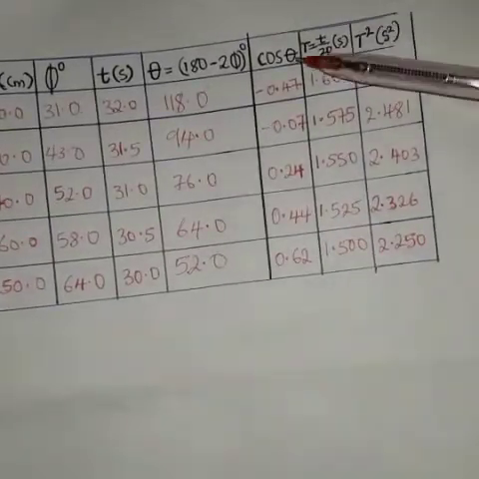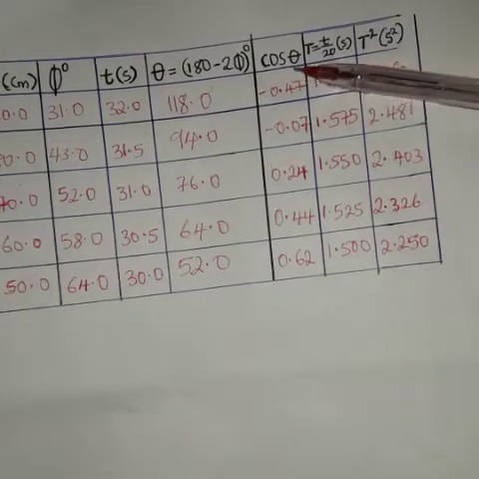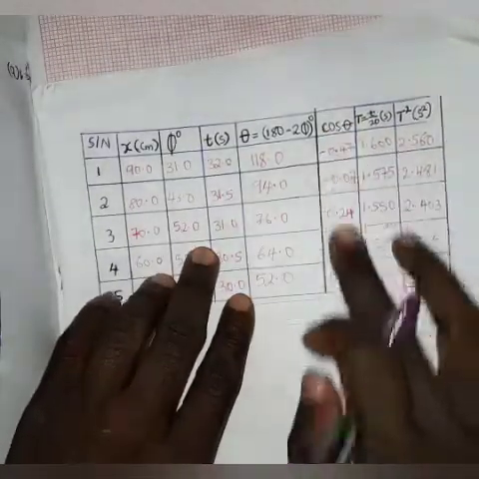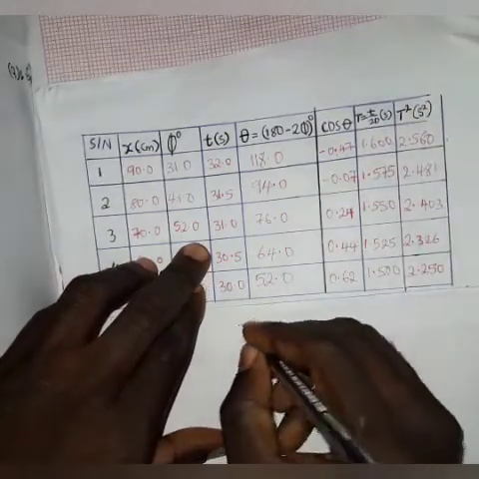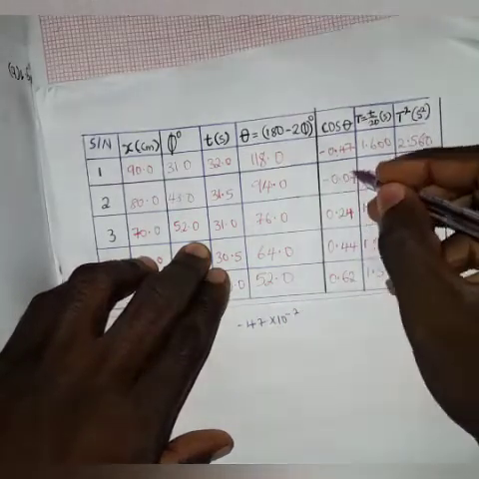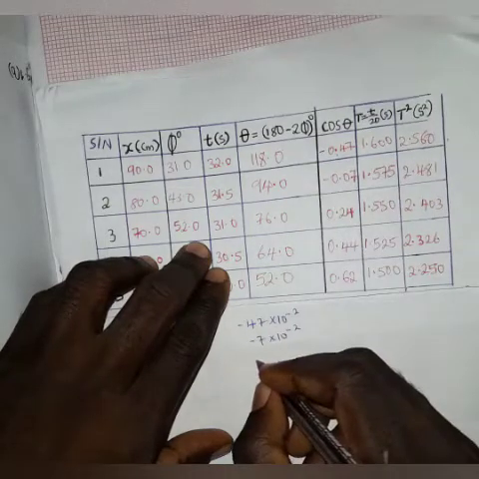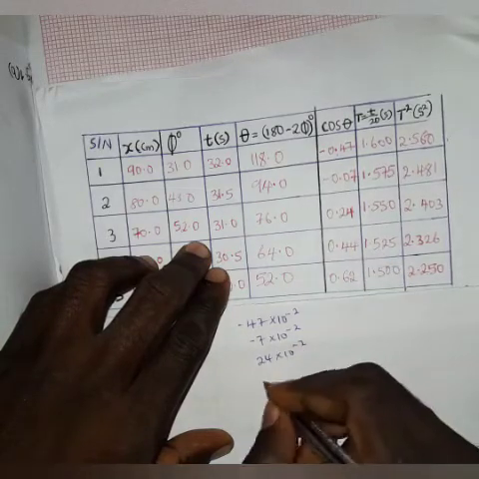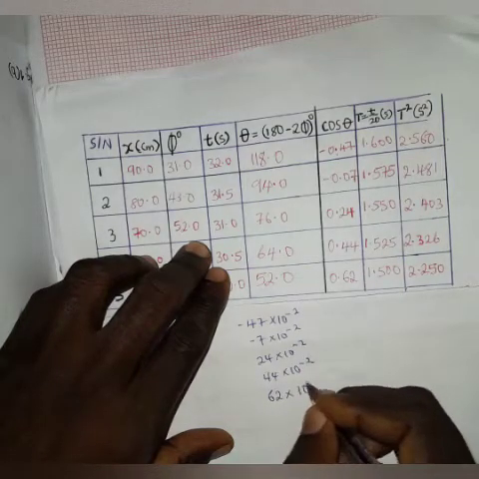Now normally when I plot values that are small like this, what I normally do is write them in standard form. So this becomes minus 47 times 10 raised to the power minus 2. Same goes with this one, I have minus 7 times 10 raised to the power minus 2. This becomes, okay, there's no minus here, 24 times 10 raised to the power minus 2. I have 44 times 10 raised to the power minus 2. And I have 62 times 10 raised to the power minus 2.